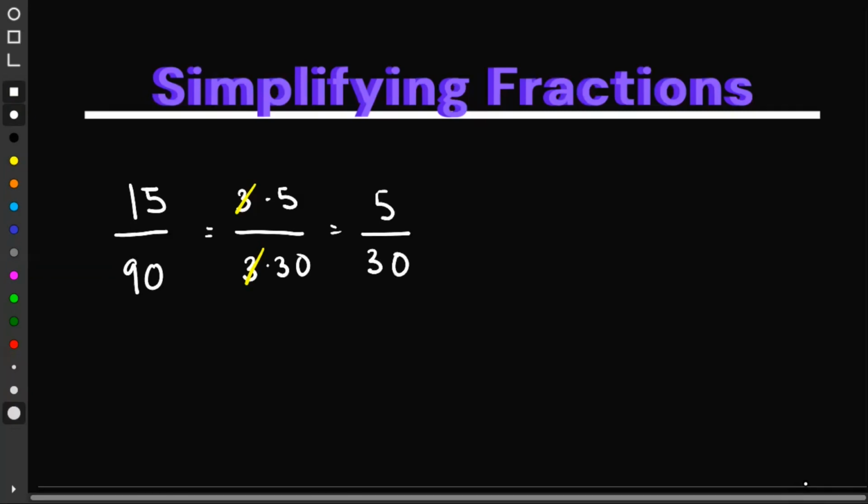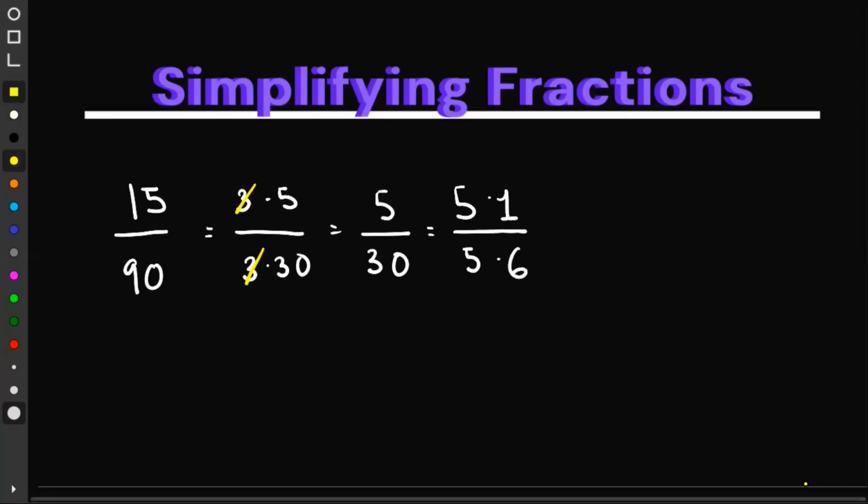For this one, we can also see that both of these numbers are actually divisible by 5. So we can write this as 5 times 1 all over 5 times 6. So canceling out the 5 would give us 1 over 6.